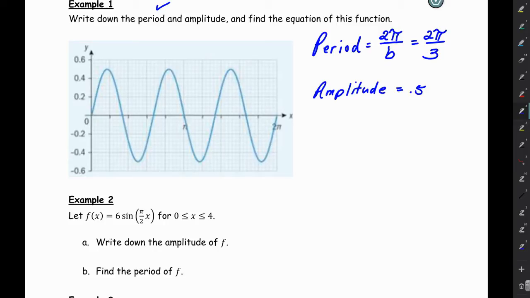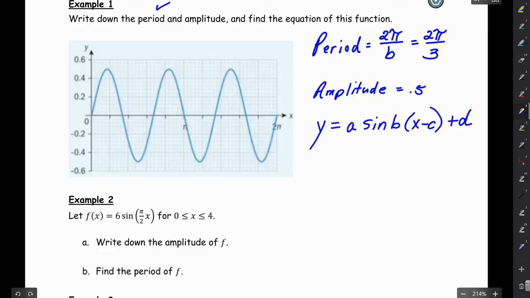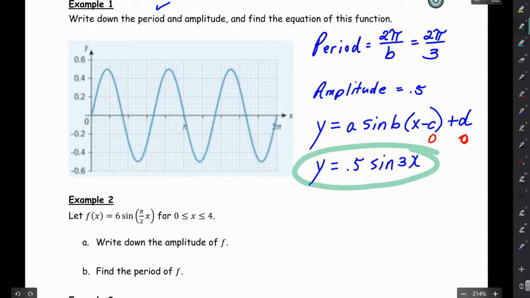Now the last part says find the equation of this function. The sine function starts right at 0, so we have no horizontal translation, and it hasn't been shifted. The center is at 0, so we know we have no vertical translation. Let's write out the equation for sine. C, our horizontal translation, is 0, and our vertical translation D is 0 because our center is at 0, so we can ignore the C and D part of this equation. The value of our amplitude is 0.5, and B, our number of cycles, is 3. That's our final answer: we have our period, 2 pi over 3, amplitude 0.5, and we have our equation.